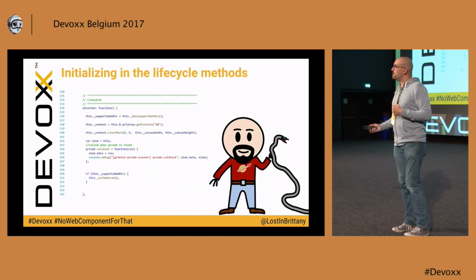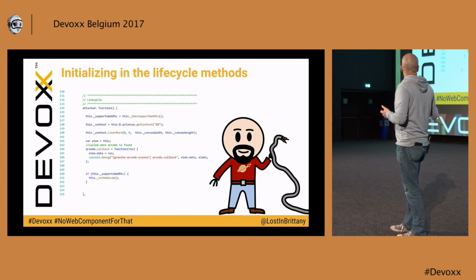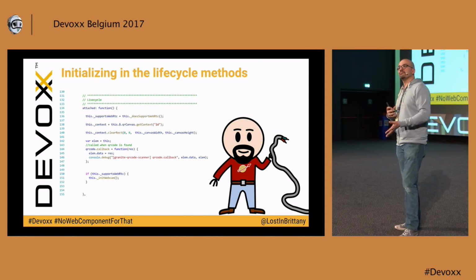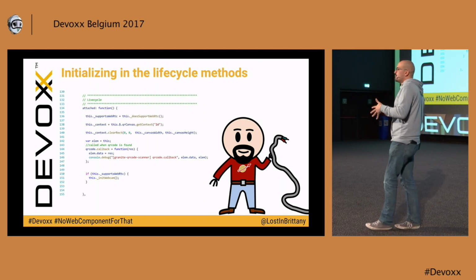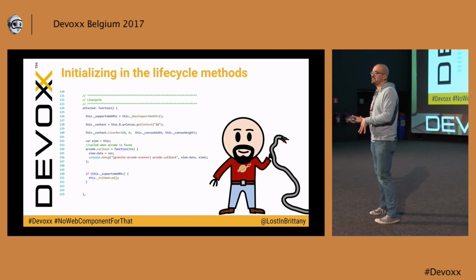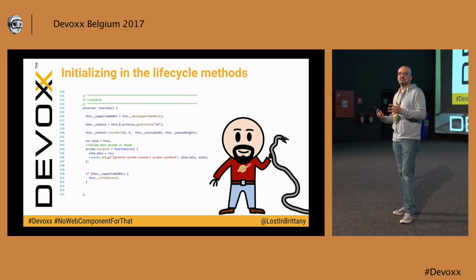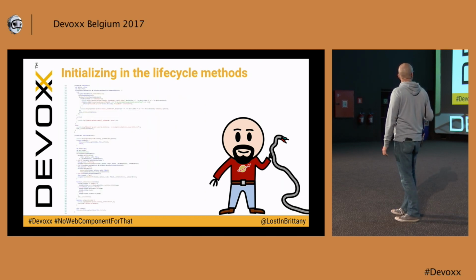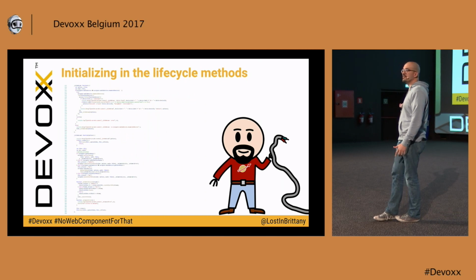Then I initialize my component. So I tested if my device supported WebRTC or not. If it supported WebRTC, I initialize WebRTC. If not, I initialize the call for the native picture application. And then, please don't try to read it.